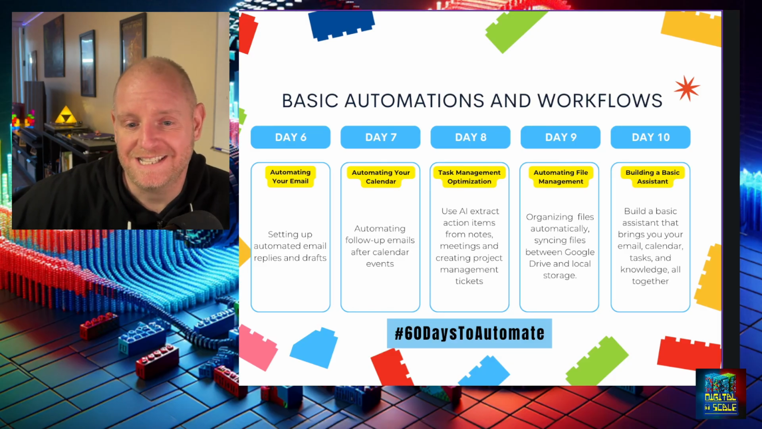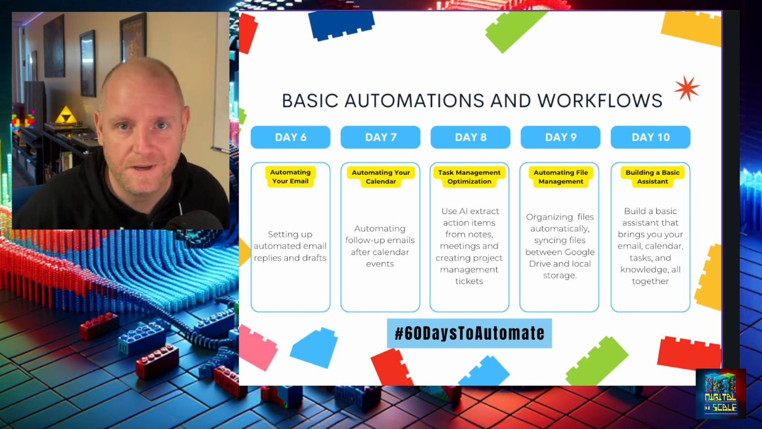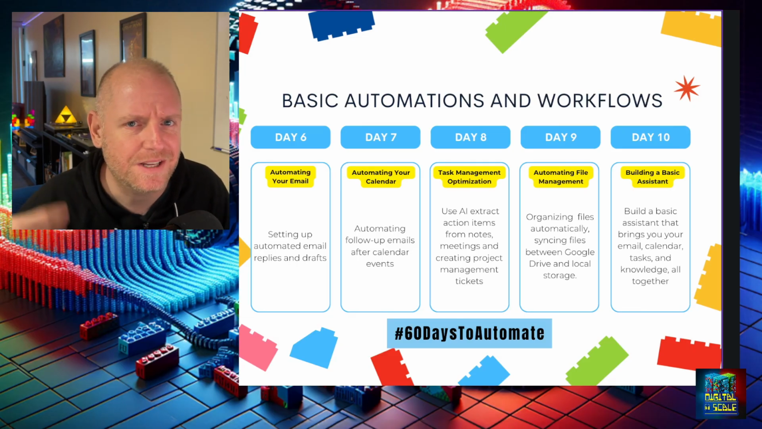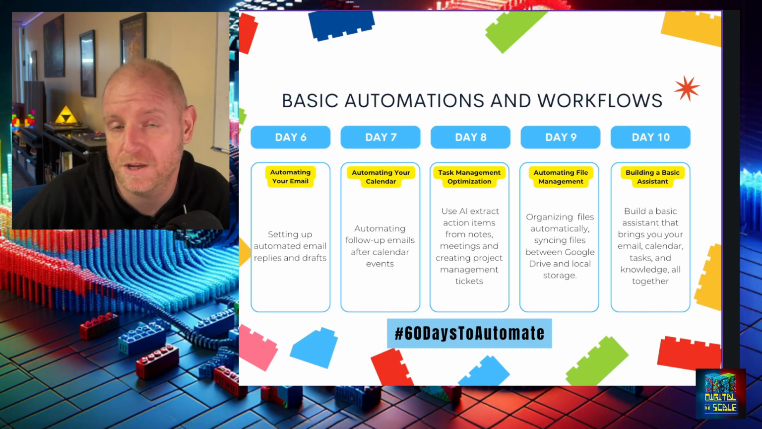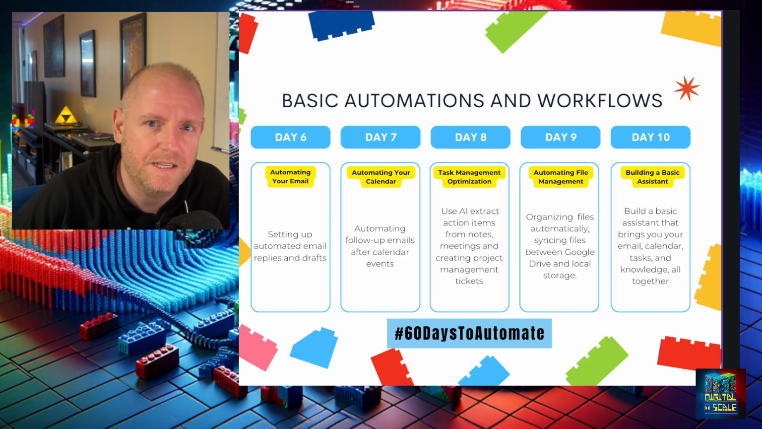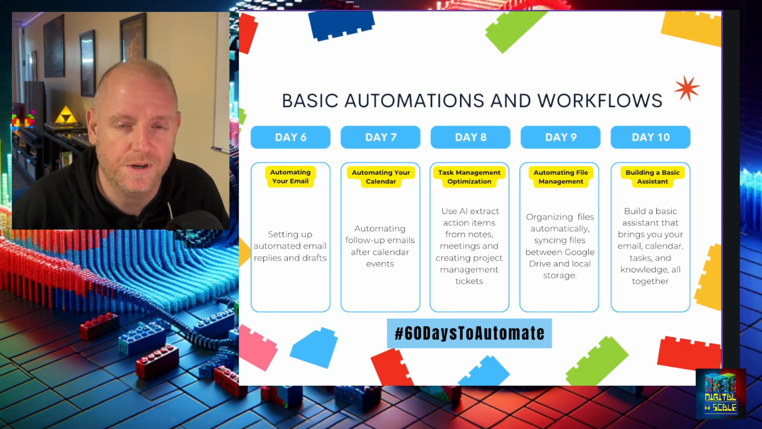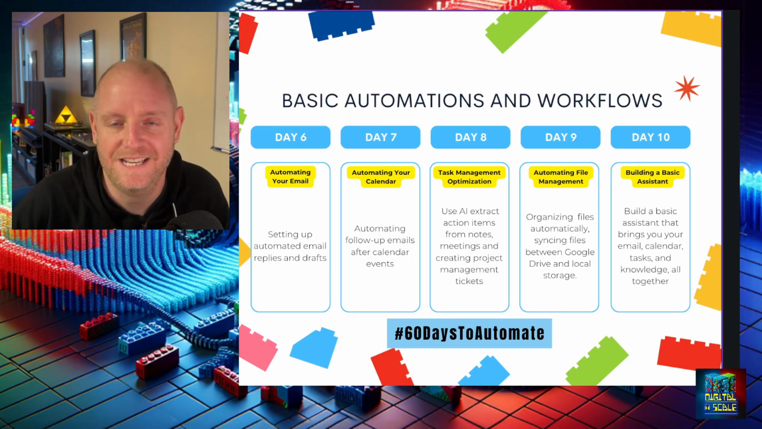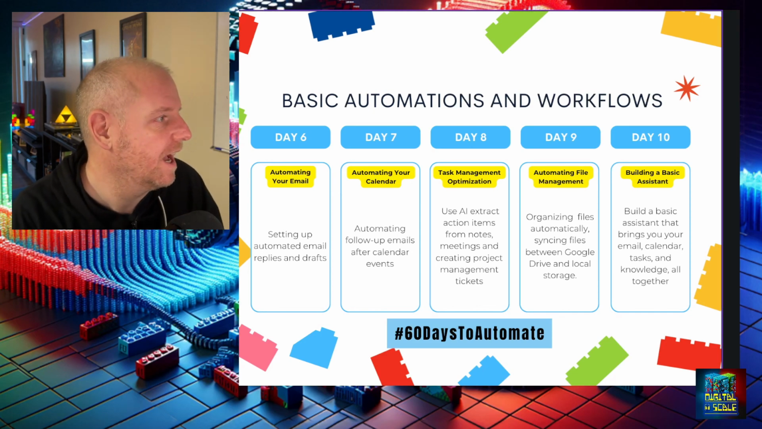Tomorrow is day 7, where we will be automating your calendars. Now that we've automated your email, what about your calendar? What if you could quickly get a summary of the events that week? What if you could schedule from automations? And what could you do if you could just automatically have automations run when a calendar event happens? Learn all these tomorrow in day 7 of Automate Challenge.